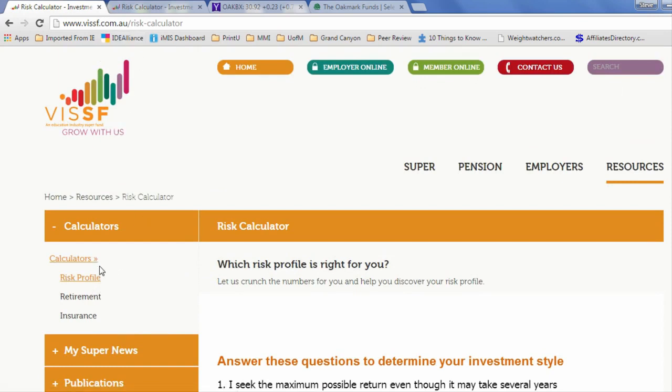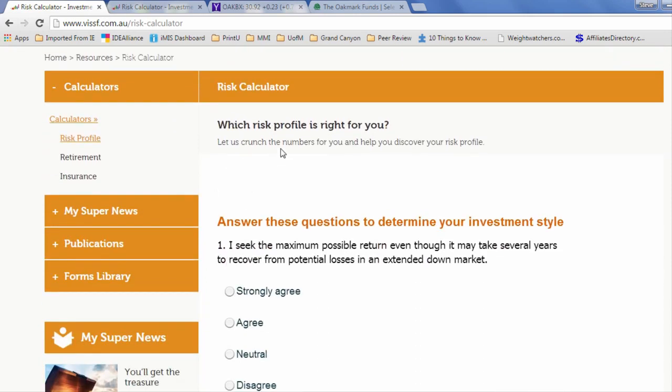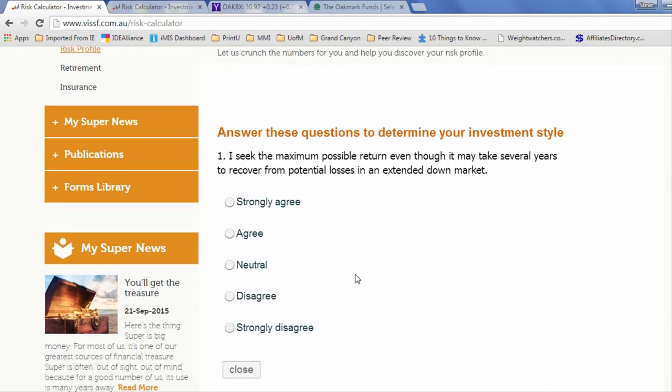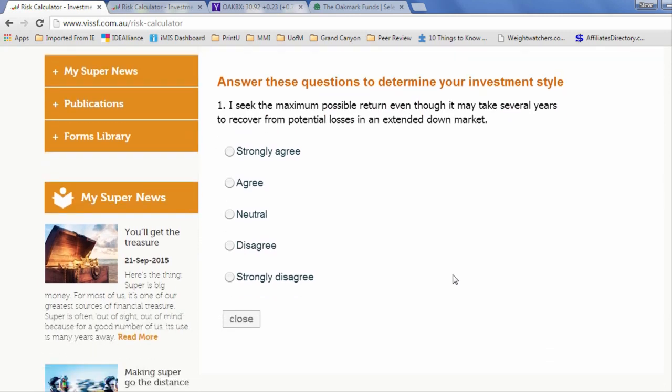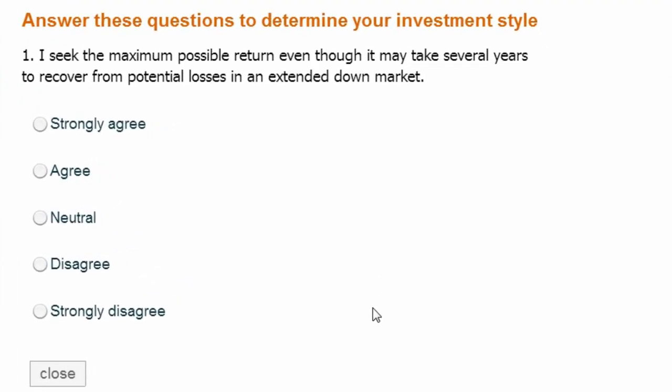A lot of times what these calculators do is they'll give you a series of questions, and if you answer these questions, they'll give you an idea. They'll spit back a report saying, oh, you're an aggressive investor, or you're a conservative investor, or you're somewhere in between. Here's an example of a question: I seek the maximum possible return even though it may take several years to recover from potential losses in an extended down market. Am I willing to take that risk or not? Let's say I agree. Maybe I don't strongly agree, but let's say I agree. And then I click next.